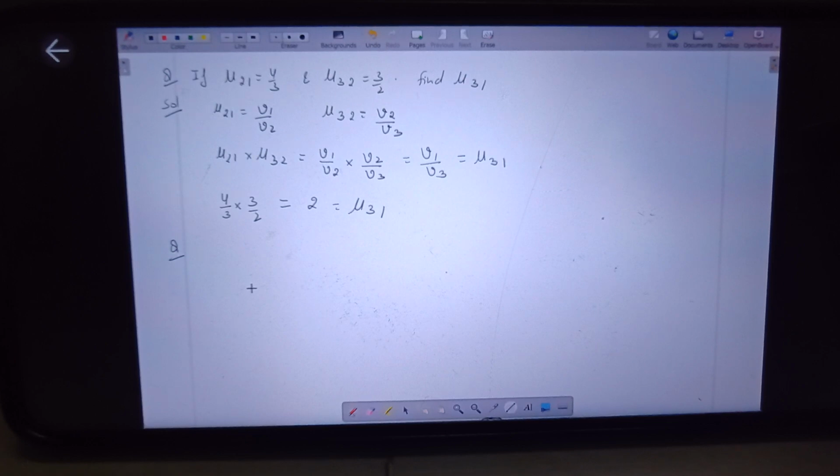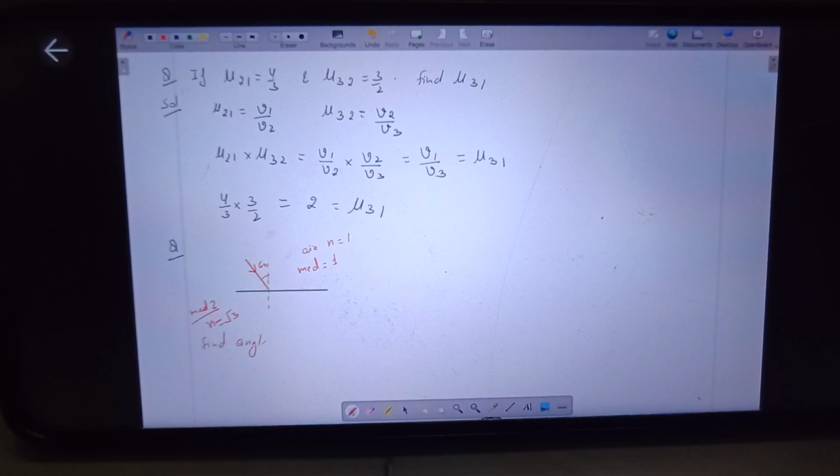Now, say this is a surface on which a ray is incident at an angle of 60 degrees. Medium 1 is air, and the refractive index of air is taken as 1. Medium 2 has a refractive index of root 3. So you have to find the angle of deviation experienced by this ray.